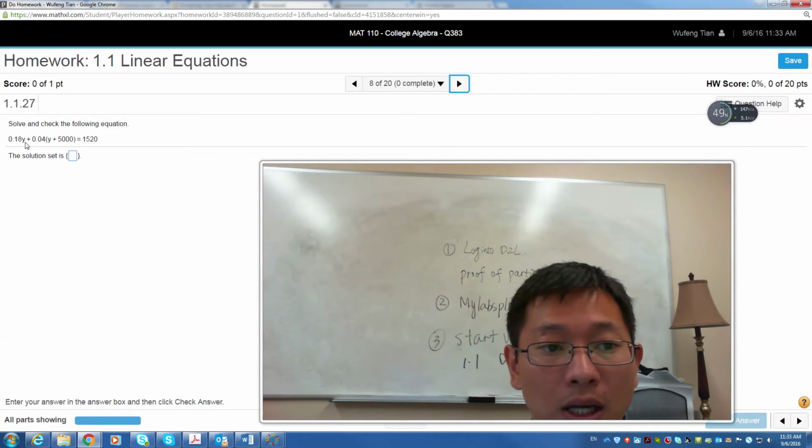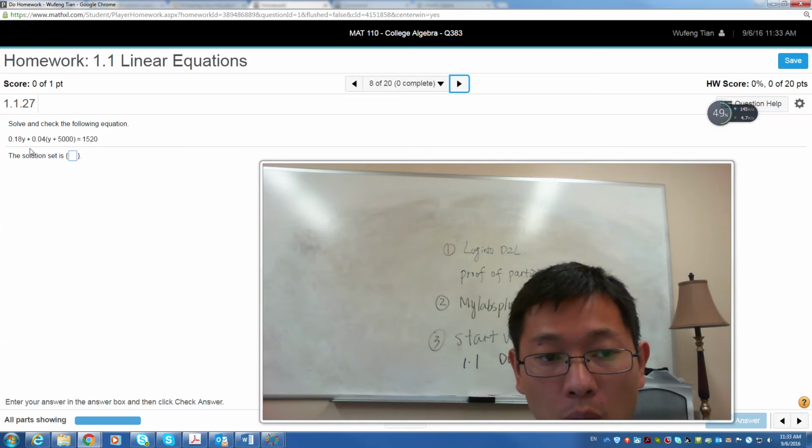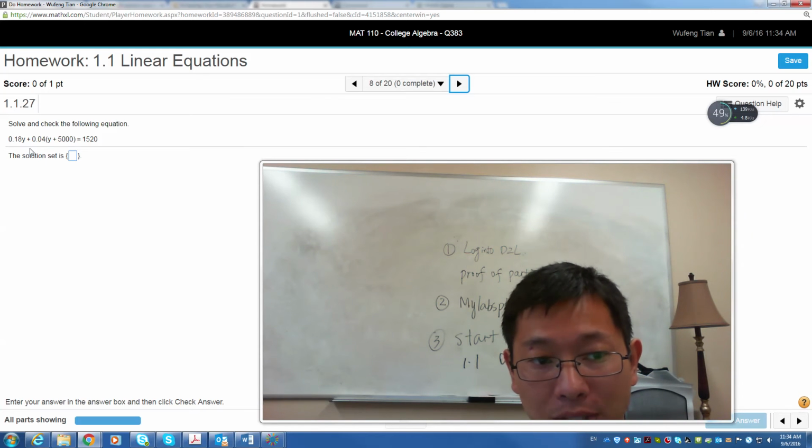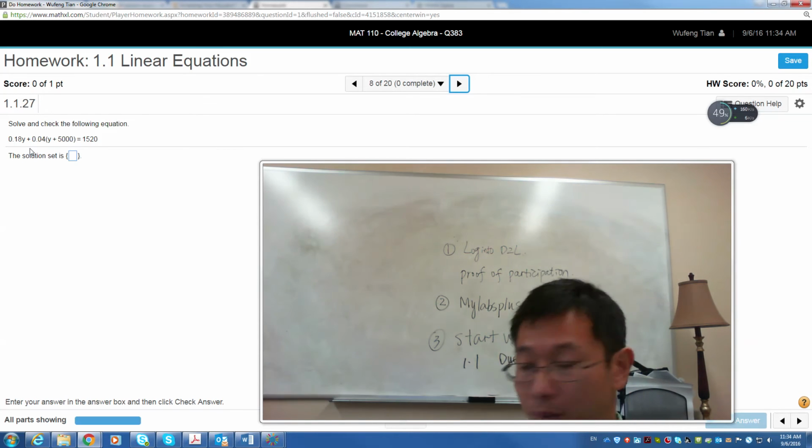Okay, this one has decimals and also has a big number. So what you need to do here, you can do two things. You can multiply everything by 100, so you will not have decimals anymore, or you can just directly solve it. It's not a problem, okay? I'll give you a little bit of help on this one.